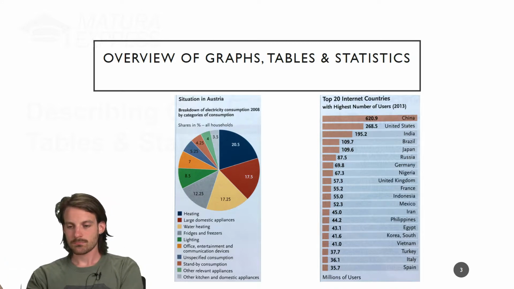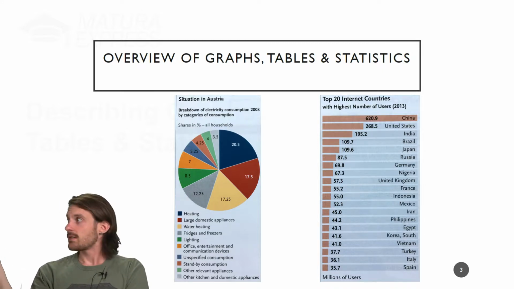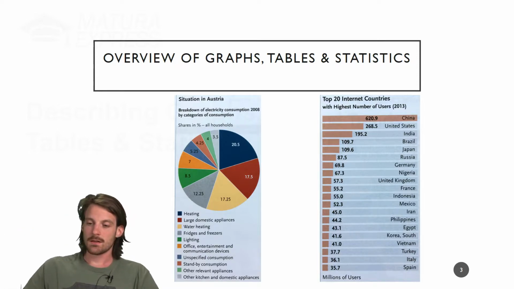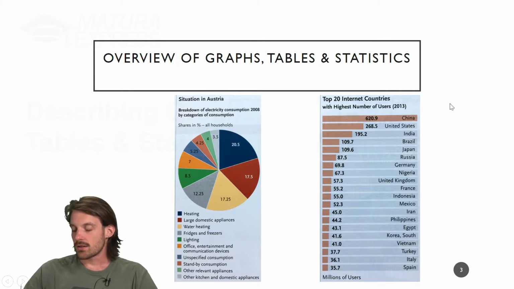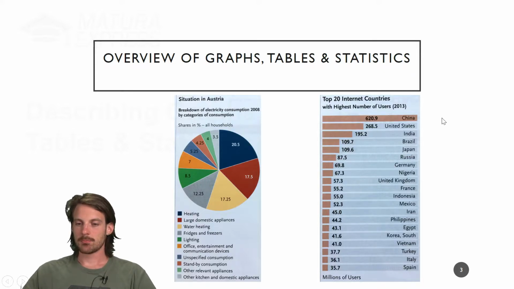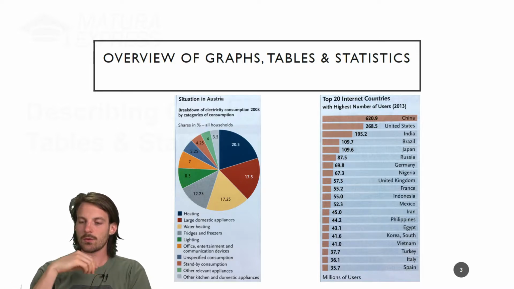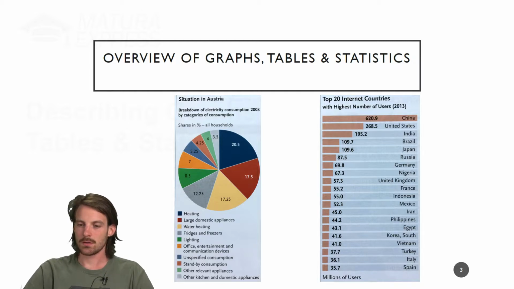On the right side, or on your left side, yes, there is another chart. In this case, it's not a pie chart. It shows you also a number, in this case about top internet countries with the highest number of users. In this case, China is on the very top.